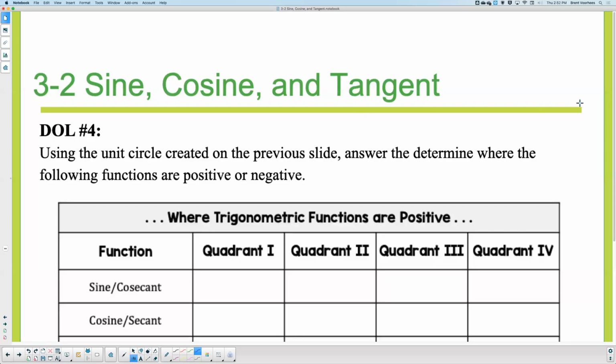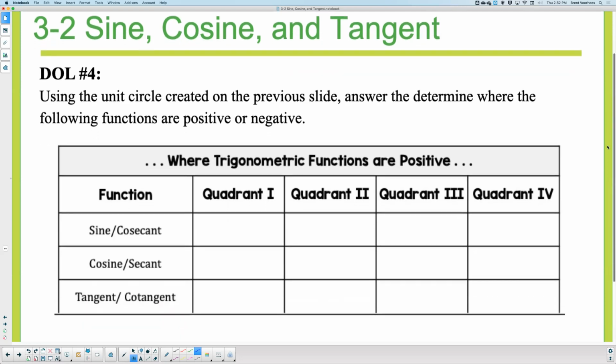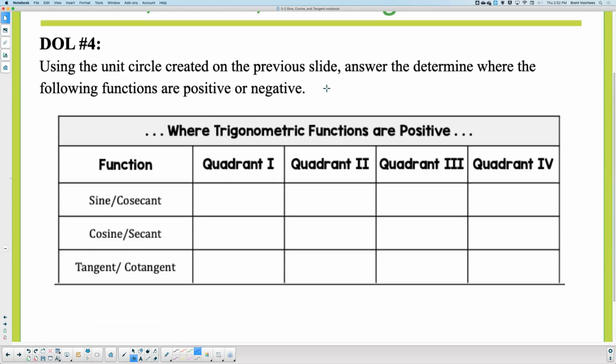All right, the last thing on the notes says: using your unit circle created on the previous slide, determine where the following functions are positive or negative. Here's what I want you to do. Sine is which component? Y. Cosecant is also y, its reciprocal. Where are the y's positive? In quadrant 1, 2, 3, or 4? Which quadrants are y's positive? 1 and 2.